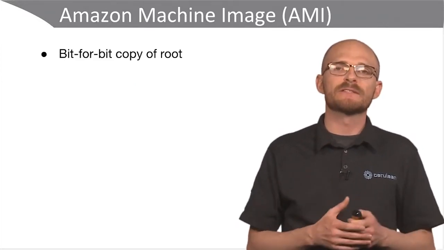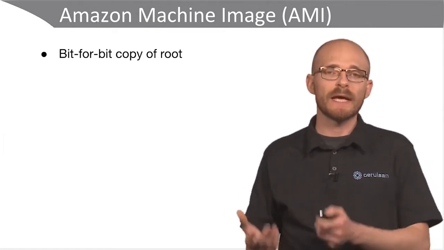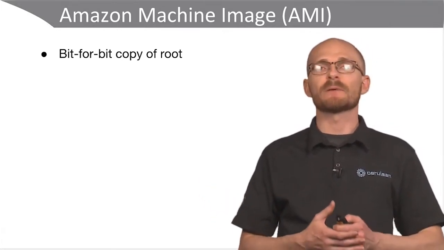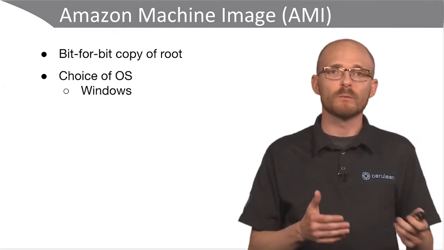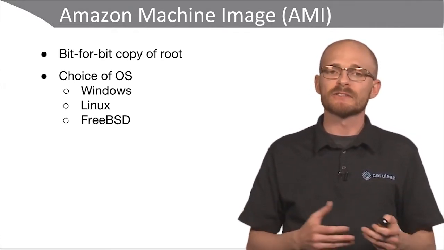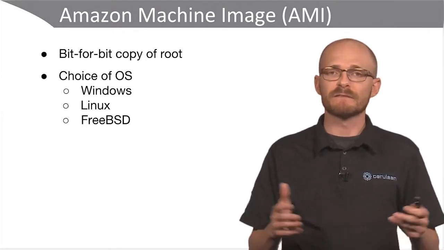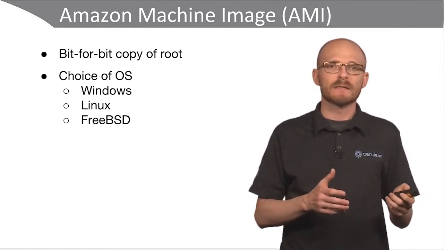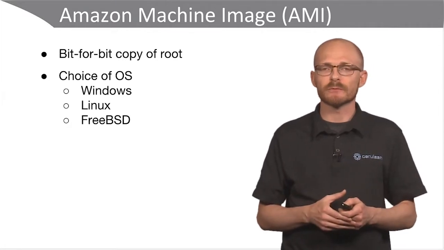Now, every EC2 instance begins with the Amazon machine image, or the AMI. The AMI is essentially a bit-for-bit copy of the root volume. It contains the operating system, be it Windows, Linux, FreeBSD, what have you. It also contains any software that was installed or any kinds of configurations that were done. It essentially represents the state of that machine at the time the image was created.